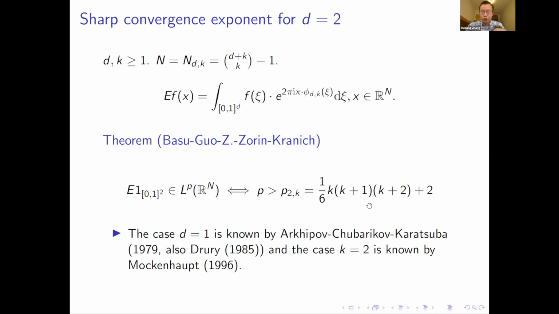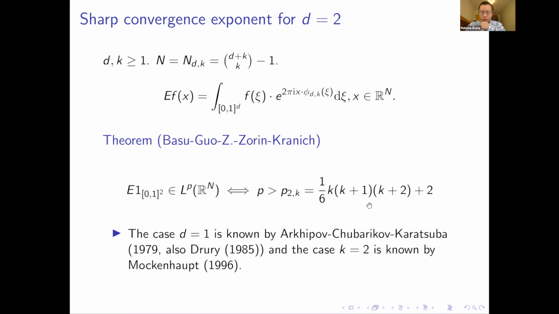This is just some recalling of definitions. You're looking at the extension of this characteristic function 1, meaning that you plug in f equals to the characteristic function in the definition, and then we determine the sharp convergence exponent in this case, namely that E of 1 is in L^p if and only if p is strictly bigger than a certain exponent p_{2,k}. So I probably wouldn't go through the numerology too much, but I'll just mention this is a sharp result. And the case when d is equal to 1 is raised by Hua and resolved by Arkhipov, Chubarikov, and Karatsuba, and also by Drury as a slightly stronger result.